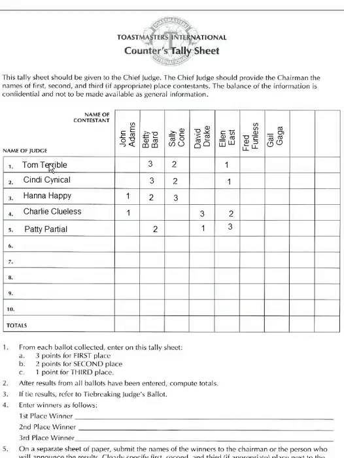In our example here, Tom Terrible Judge voted for Betty Bard in first place for 3 points, Sally Cohn second place for 2 points, Ellen East in third place, so she scored 1 point from that judge.